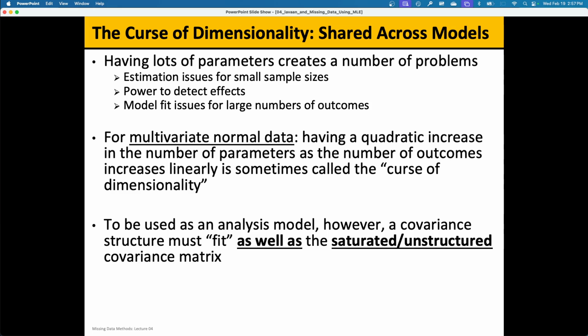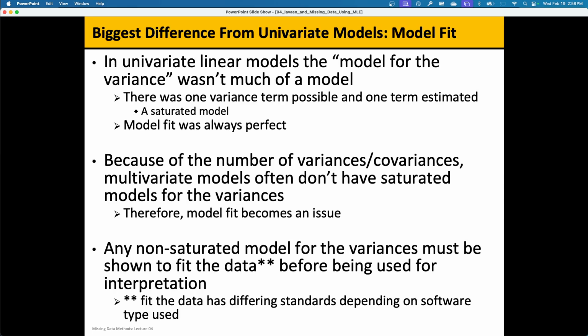That comparison assumes the real data covariance matrix doesn't have any constraints. It's saturated. You're estimating all the unique parameters in it, all the diagonal elements, all the off-diagonal elements. So, questions so far? Okay.